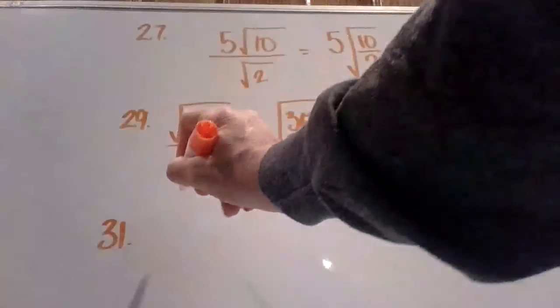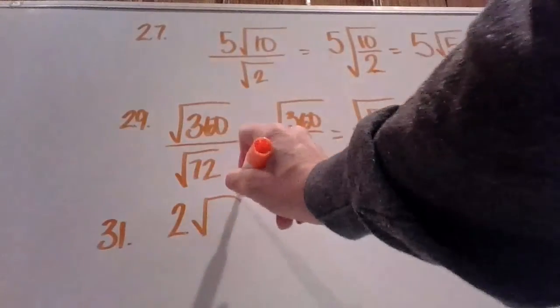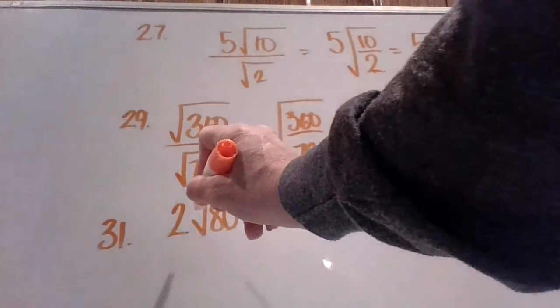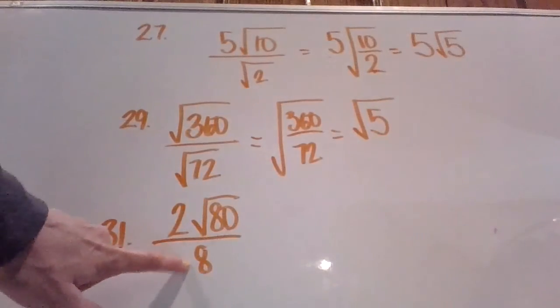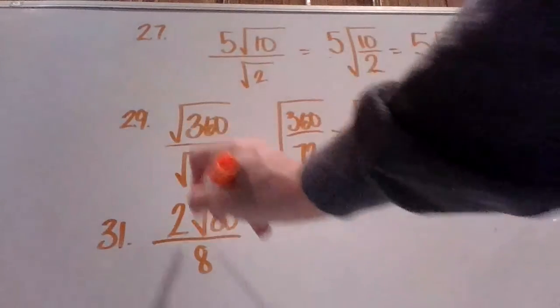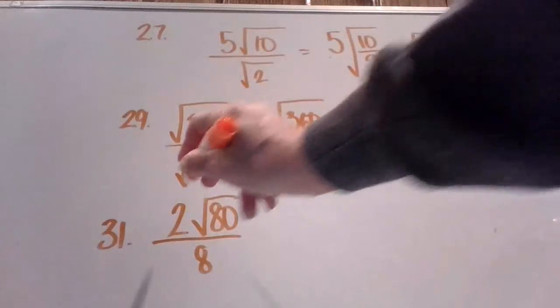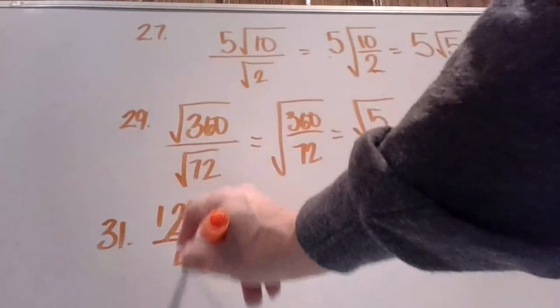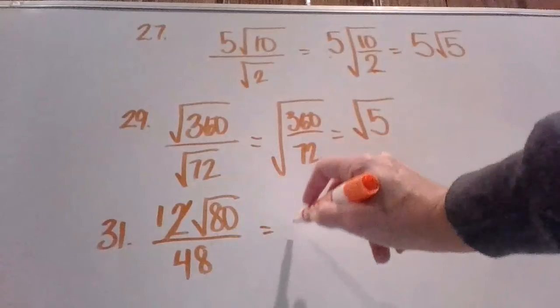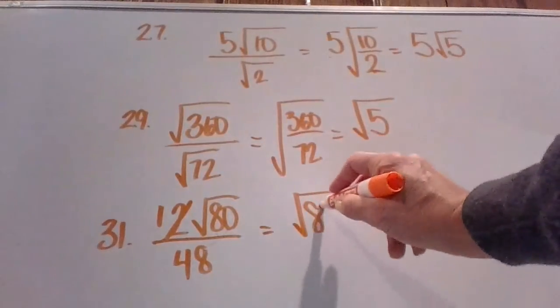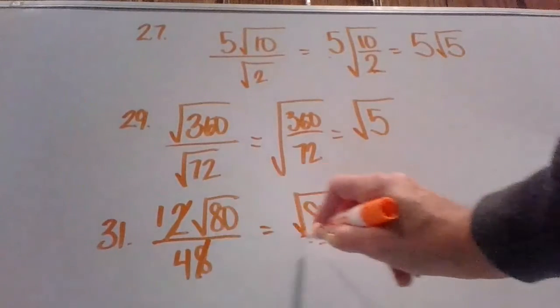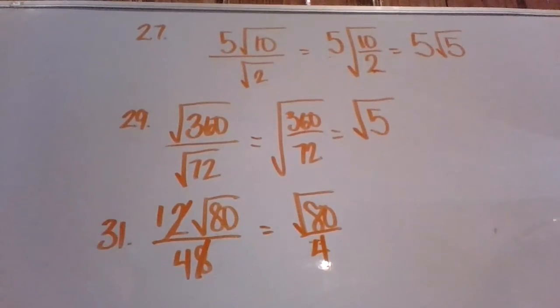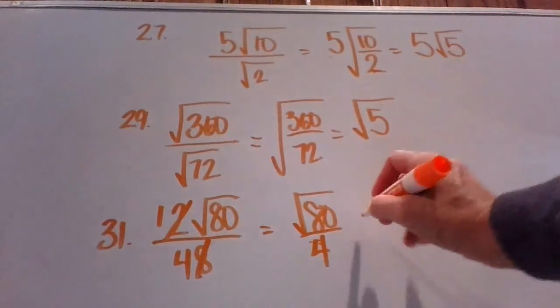31. I have 2 times the square root of 80 divided by 8. Just 8. It's not under the square root sign. Well, when I see this right here, it's like a fraction. I can reduce that to 1/4. So now we technically have the square root of 80 divided by 4. Now, I got to break this 80 down to make it simpler.